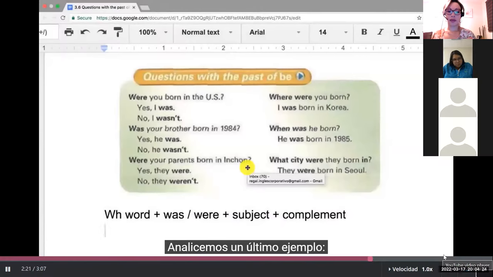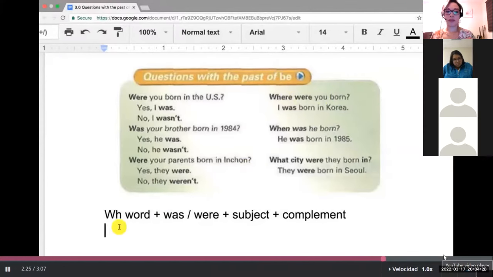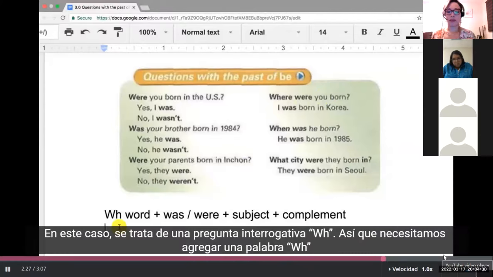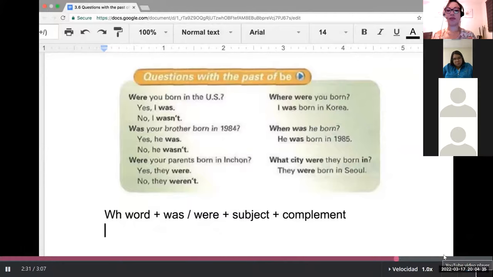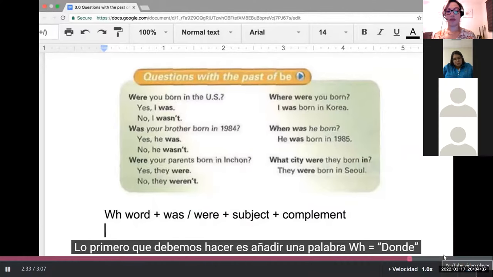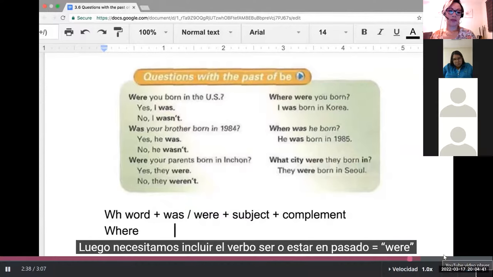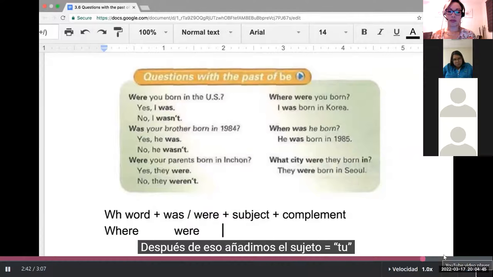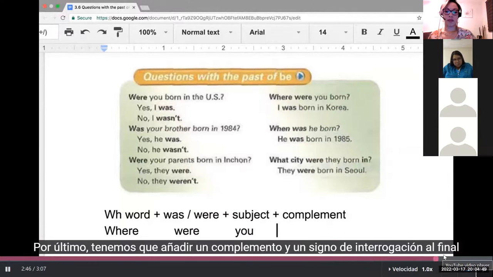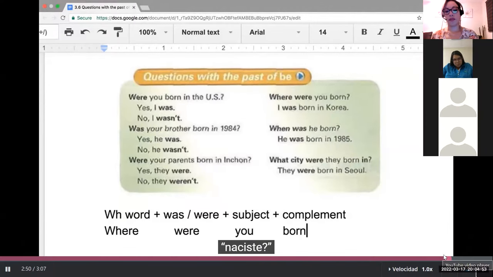Let's analyze one last example. Where were you born? In this case, this is a WH question, so we need to add a WH word. The first thing we need to do is to add a WH word. Next, we need to include the verb to be in the past, were. After that, we need to add the subject, you. Finally, we need to add a complement and a question mark, born.